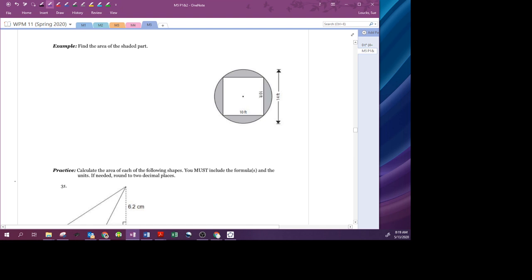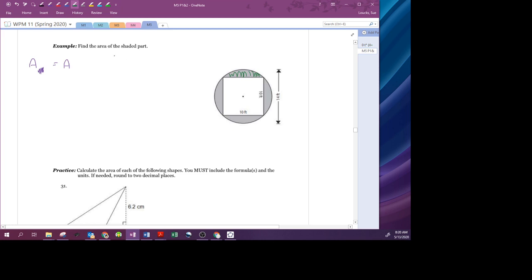Okay, this one, we're going to find the area of the shaded part. So the area of the shaded part, I'm just going to shade, is the area of, we have no way of calculating this area. We don't have a formula for that. We don't know how to do that.